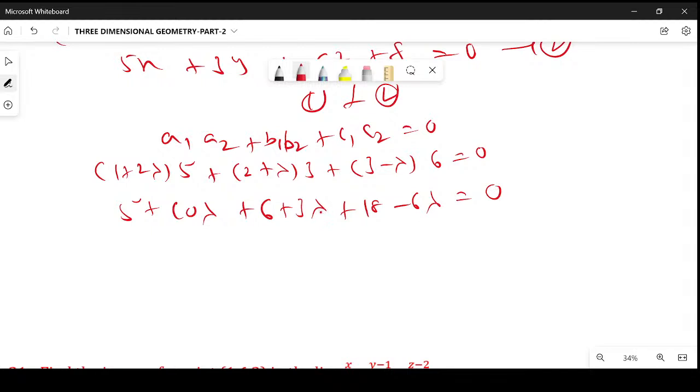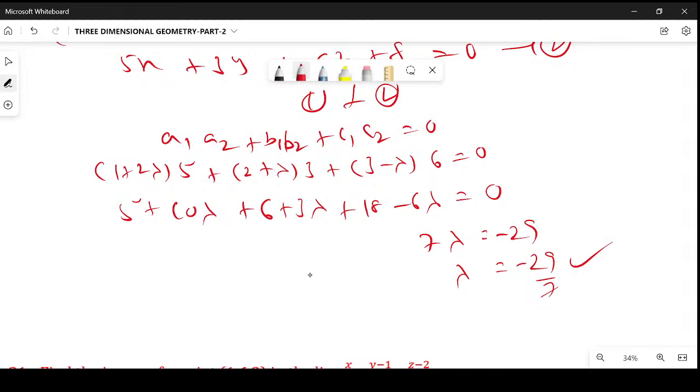Combining the lambda terms, you will get 7 lambda. 7 lambda is equal to minus 29, so lambda is equal to minus 29 by 7. We got the lambda value. Replace the lambda value, it gives the required plane.